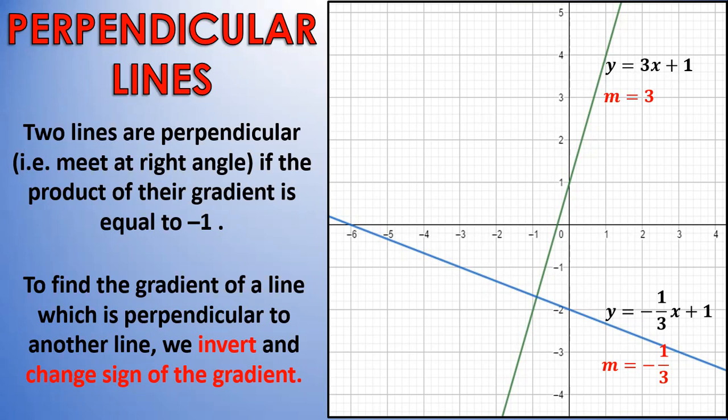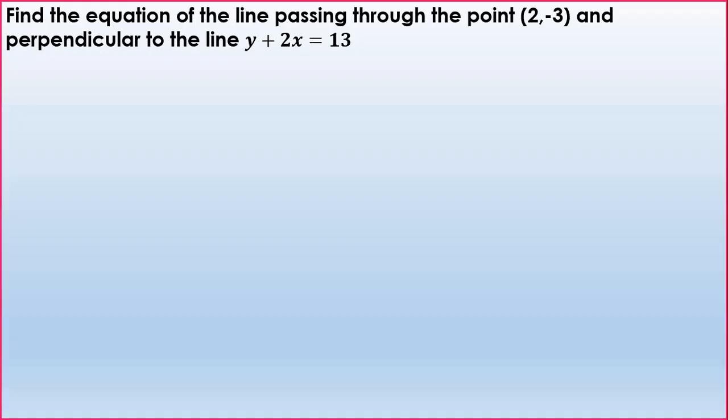By definition, two lines are perpendicular if the product of their gradient is -1. Let us take a look. 3 times -1/3 is equal to -1. We can also note that two lines are perpendicular if they meet at right angle. Nice. These two lines meet at right angle. Thus, they are perpendicular.